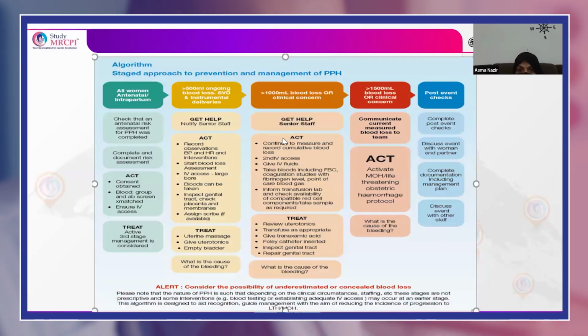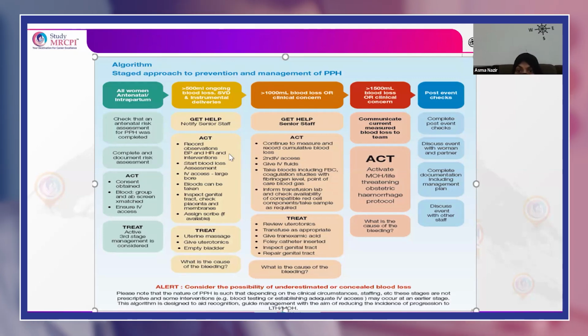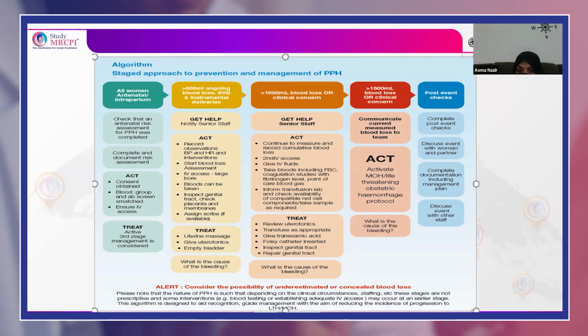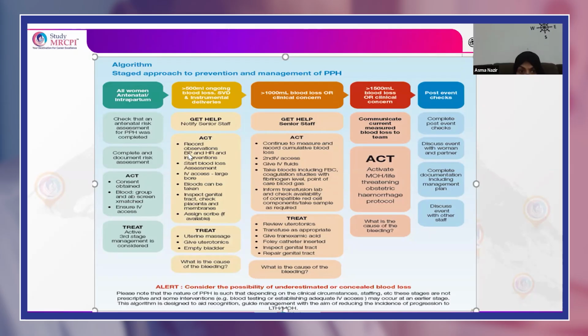And this is again an important chart which has been taken from the RCPI guideline. It is important to go through. It is very helpful in the exam to solve the questions and also for the OSCE as well. So just go through it. These are all the slides which we have discussed before.